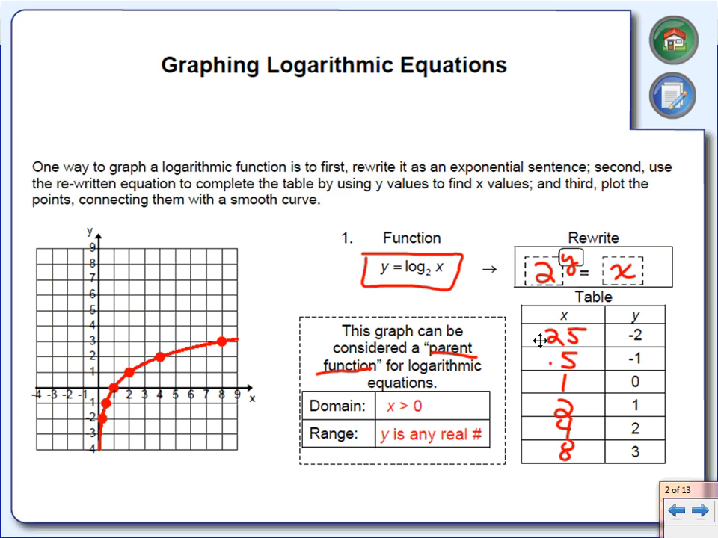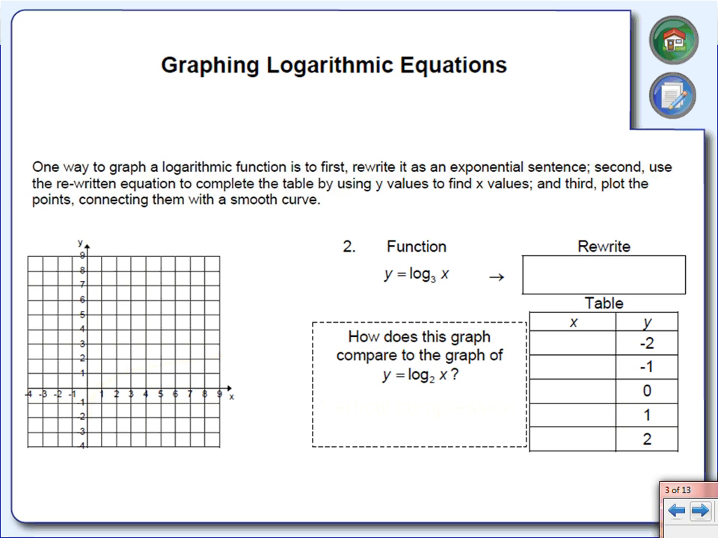Now we're going to take a look at a couple of other graphs and compare them to our parent function. So let's take a look at number 2. Number 2, we have y equals log base 3 of x. So first, just like we did on number 1, we rewrite it in the form of an exponential. The first thing I need is the base. What are we going to use for the base? 3, just like we did yesterday. Now I need an exponent. What am I going to use for the exponent? The y.